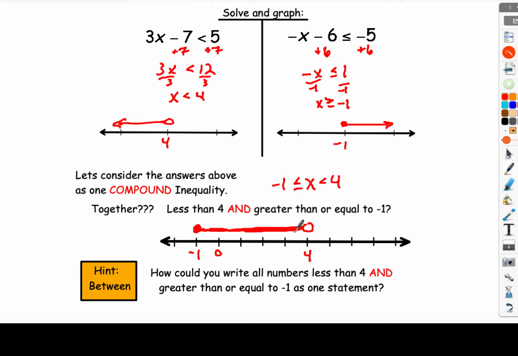My variable is to the right of, my variable is the line, right? It's all these numbers on the line, right of my negative 1. And then at the same time, x is less than 4. We don't want to go past that 4, right? We've got to stop at 4. X is between, again, negative 1 and 4.